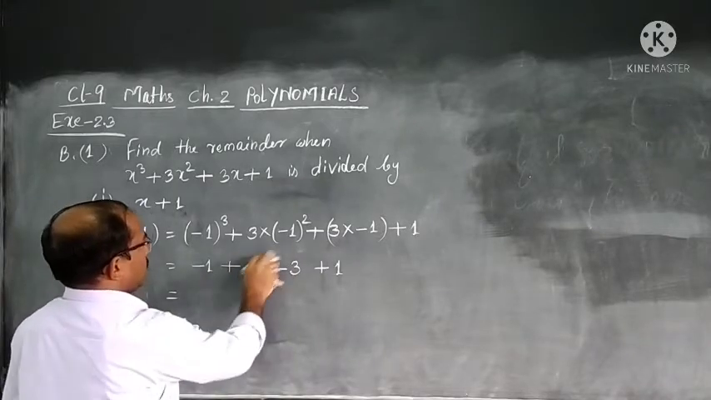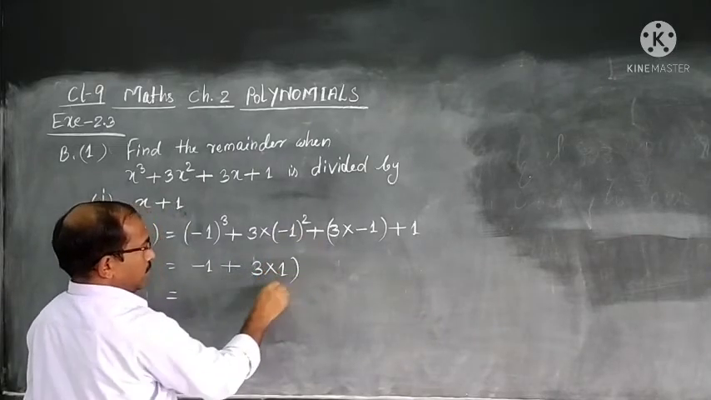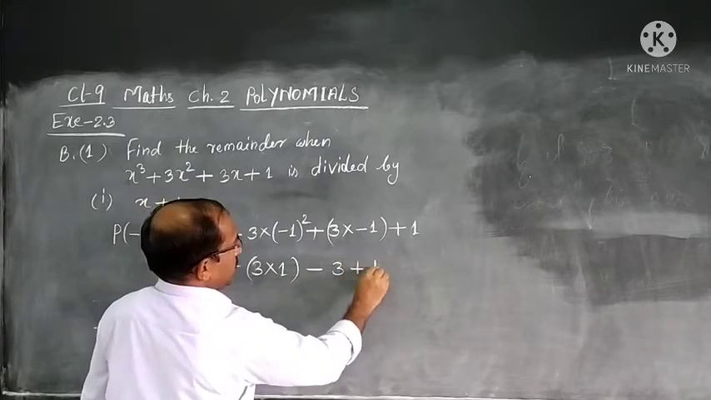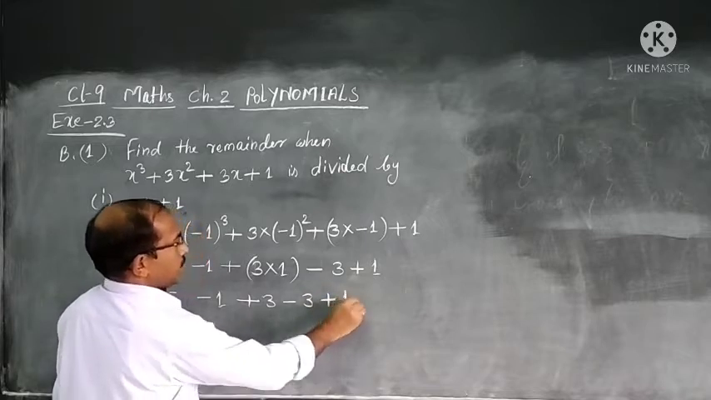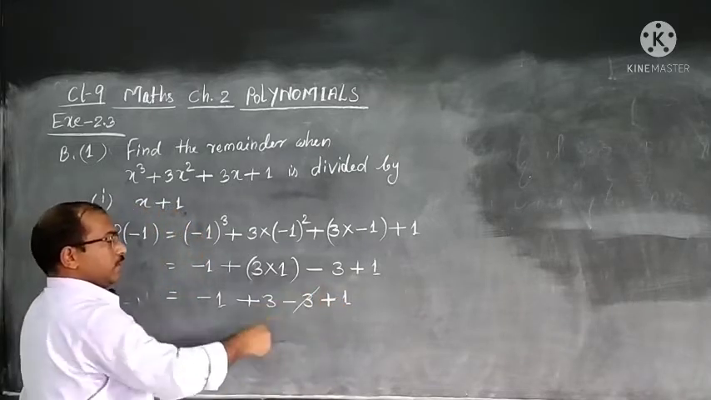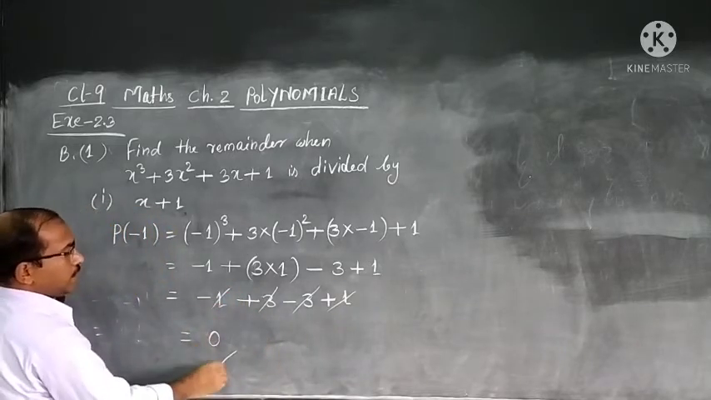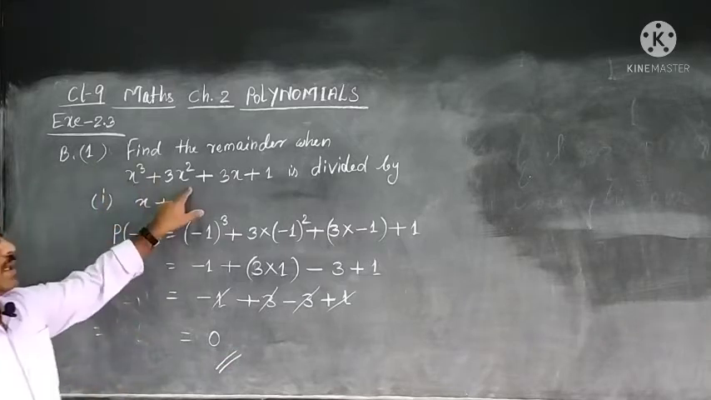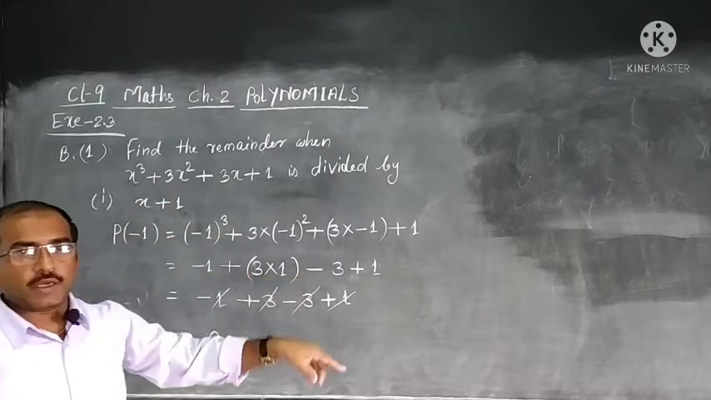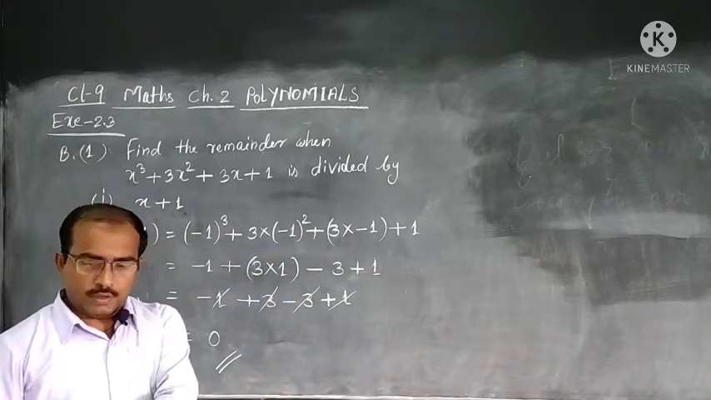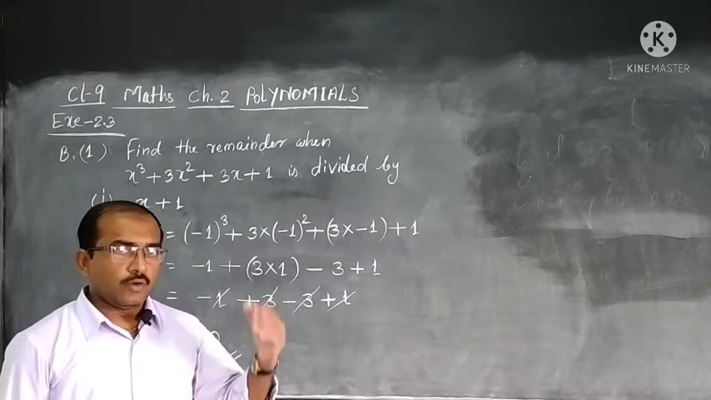We get minus 1 plus 3 minus 3 and plus 1. So, what can we do here? Plus 3 minus 3 will become 0, and minus 1 plus 1 will be 0. So, the remainder will be 0 when x cube plus 3x square plus 3x plus 1 is divided by x plus 1. We can verify it by dividing, but we will not go for division. Division work will come later in this chapter. We will see how to divide and what the rules for division of polynomials are.